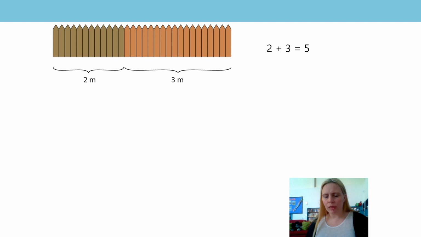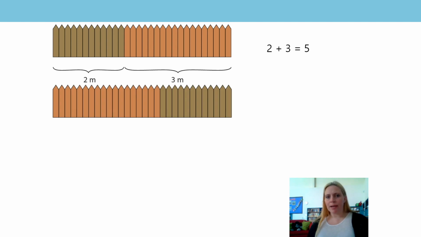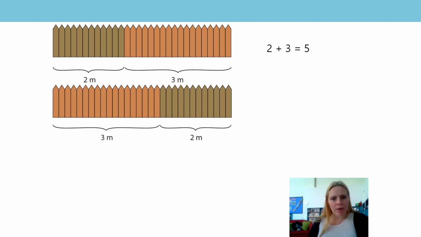And we need to check that that has remained the same in my next fence, even though I've swapped the addends over. So here is my second fence, and already just by looking at it, I can see, can you see, that it looks the same length. Let's just check by looking at the measurements though, in case my drawing wasn't quite accurate. So I've got my 3 meters and my 2 meters. That's really helpful. So my 2 addends are 3 and 2. And look how they've changed.